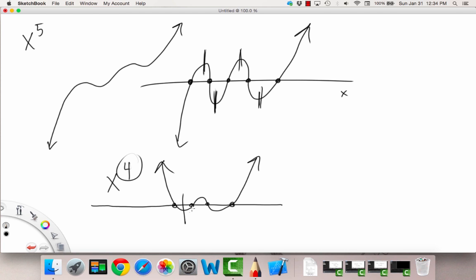And our turning points are one here, one here, and one there. So we have 3 turning points, which is equal to 4 minus 1.